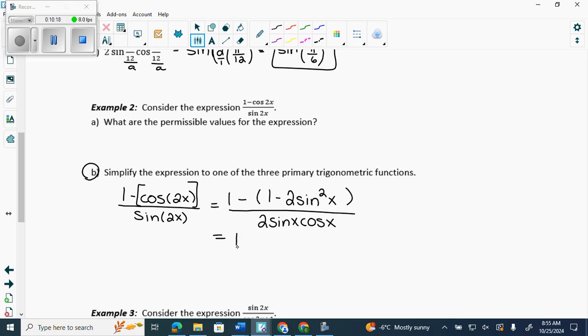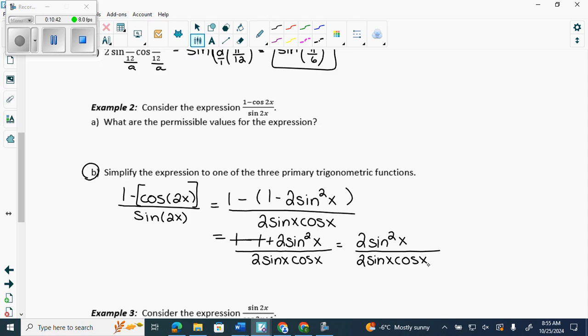So I'm going to get 1 minus 1 plus 2 sine squared x over 2 sine x cos x. The 1's cancel, so I'm left with 2 sine squared x over 2 sine x cos x. And what can happen? Yeah, the 2's cancel. The sine squared x is just like writing sine x times sine x, right? I could cross that off and just write it out twice, could I not? Same thing? What's sine x over cos x? Tan x, and I'm done.